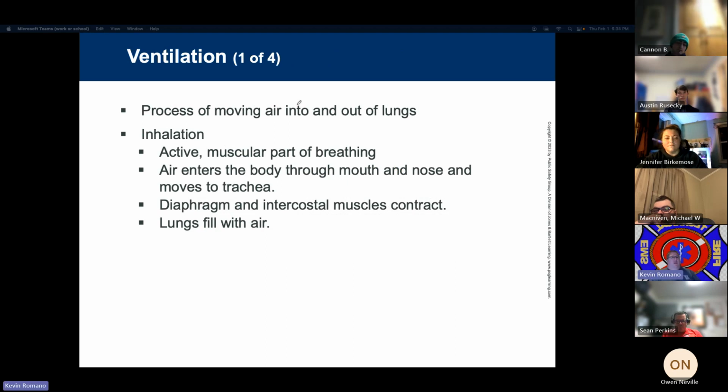So ventilation is a process of moving air into and out of the lungs. Inhalation is the active muscular part of breathing, where air enters the body through the mouth and nose and moves into the trachea. The diaphragm and intercostal muscles then contract and the lungs then fill with air. The ability of the lungs to function properly is dependent on the movement of the chest and supporting structures: the thorax, the thoracic cage, the diaphragm, accessory muscles. Those are all part of your ability for the lungs to function properly. They have to have good movement.